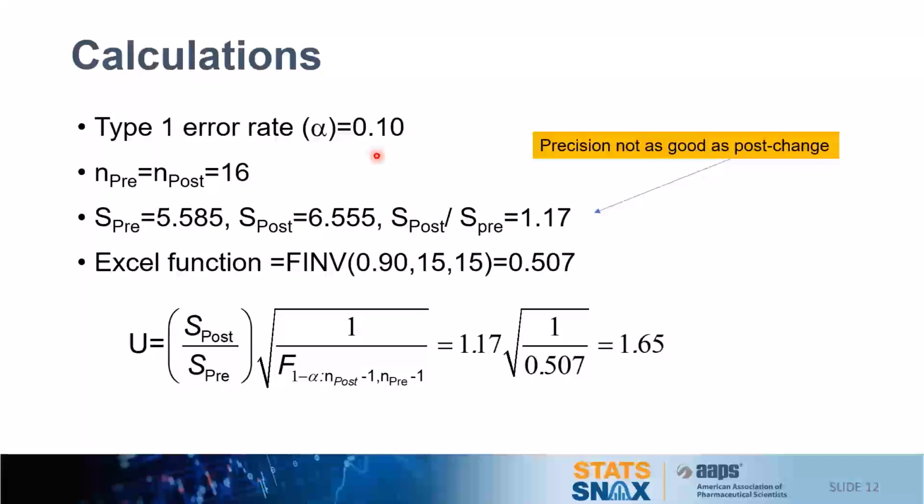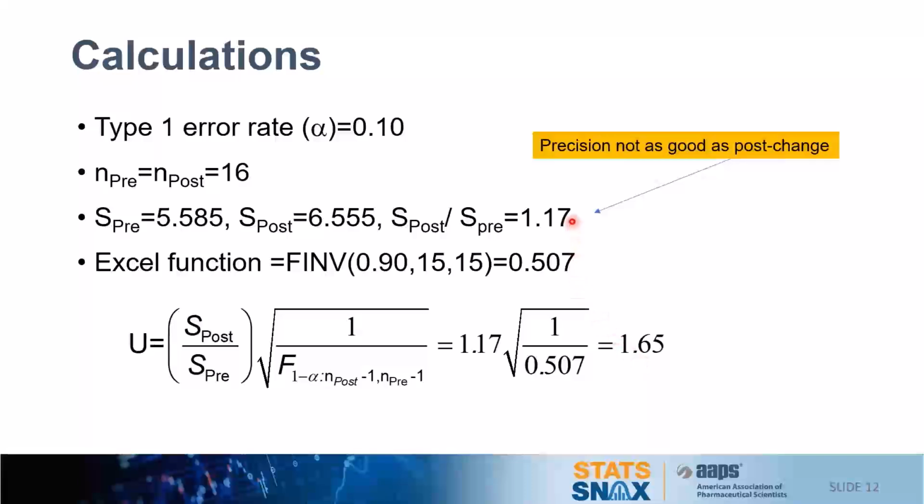So I'm going to use an alpha of 0.10, sample of 16 in each group. The standard deviation of the pre is 5.5 and of the post 6.5. When I take the ratio, I get a value of 1.17. This is the point estimate. We've got to get the upper bound, and so we multiply this 1.17 times this statistical tabled value, the F value, and I'm showing here how you can get that in Excel. It's the FINV function. This calculates the upper bound of 1.65.